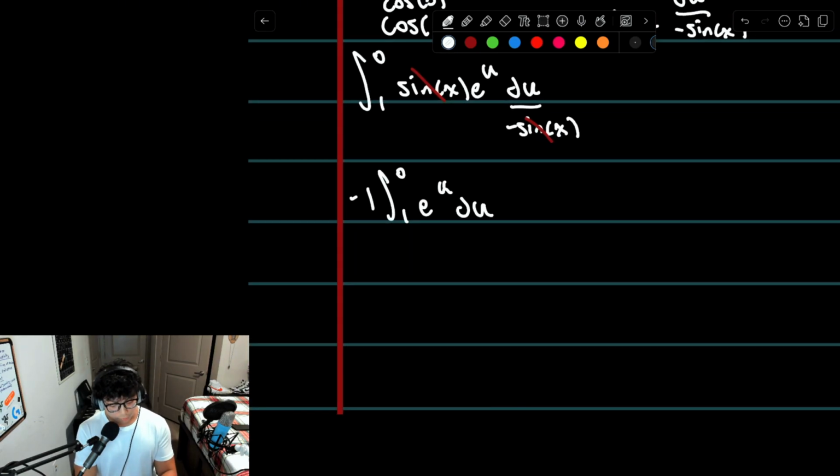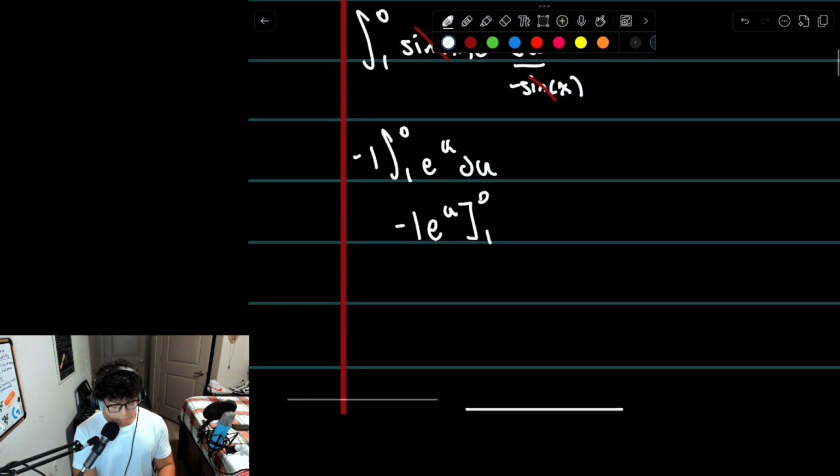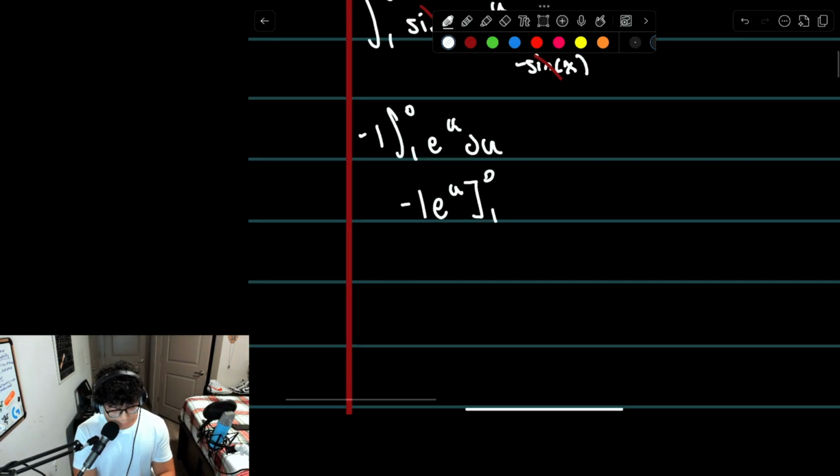From here it's pretty straightforward. We know that the integral of e to the x is e to the x. So in this case, the integral of e to the u would be e to the u. So negative 1 times e to the u, put into the bounds of 1 to 0. And now we are just left with negative e to the 0 minus e to the 1, and eventually this equates to e minus 1.